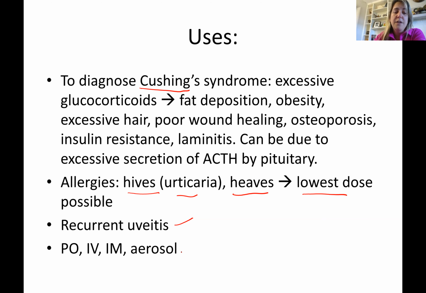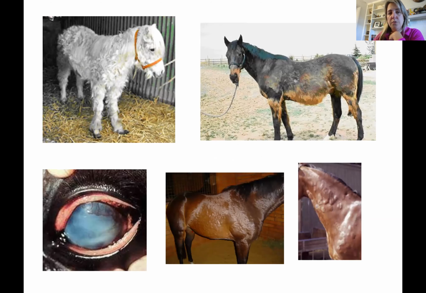Also, there are different formulations for these. Steroids are also used for joint injections, and in that case, you want the ones that have long-term duration. So this is just photos of horses. As you can see, these are horses with Cushing's. This guy here, if you can see, has a very, very weak back, weak rump. They hang on to their hair.